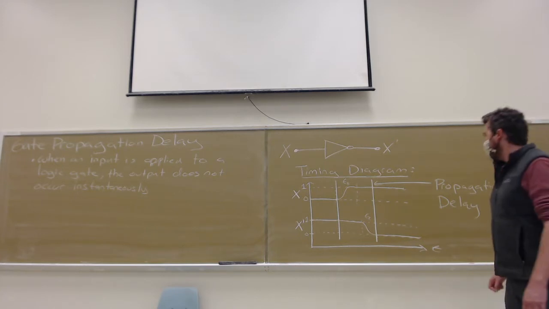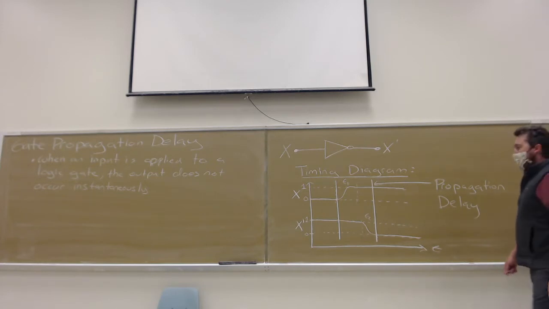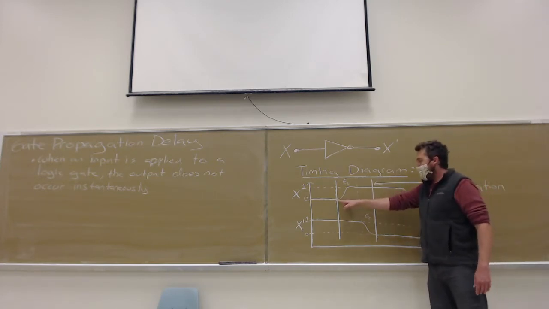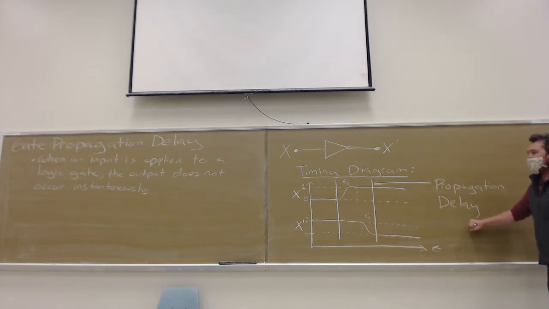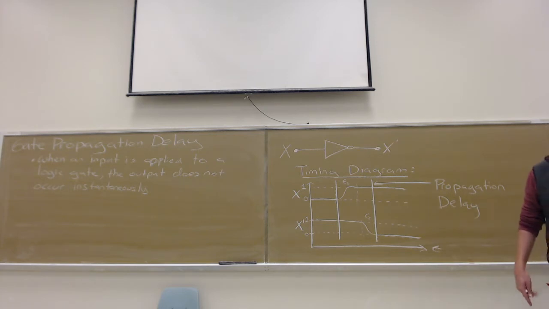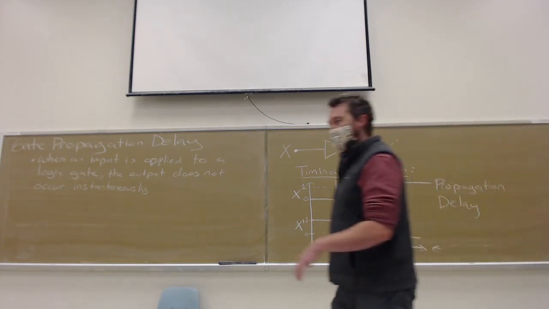So the total time from when we hit go until the output settles, until we get everything, is our propagation delay for that logic gate. Any questions about that conceptually?